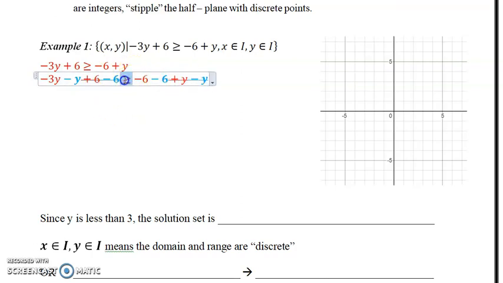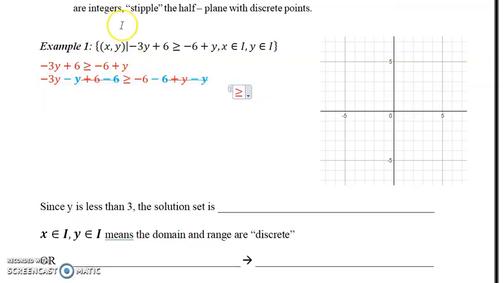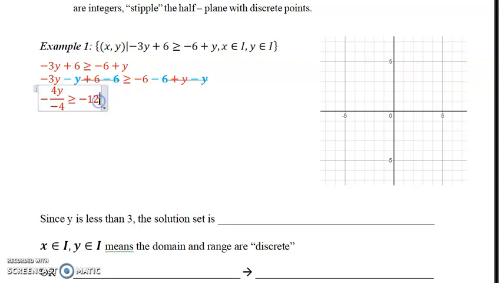Now we're going to take that and combine any like terms. So now we have minus 4y, and then minus 6, subtract 6 more would be negative 12. And then we divide both sides by negative 4. This is really important. When we divide both sides by negative 4, the negative 4s divide, leaving us with y.